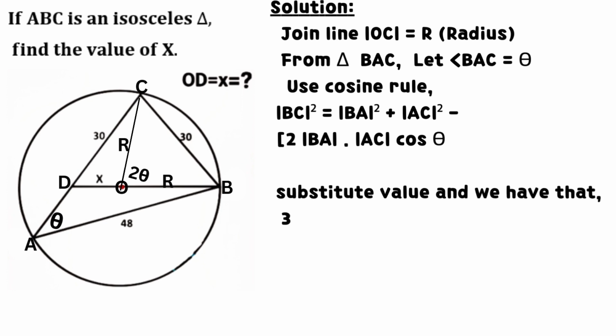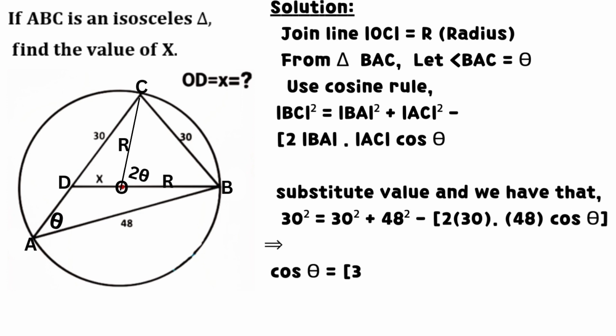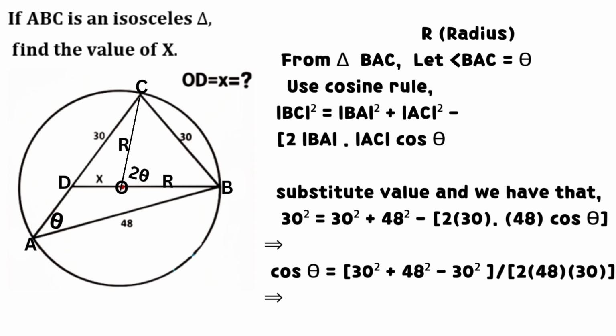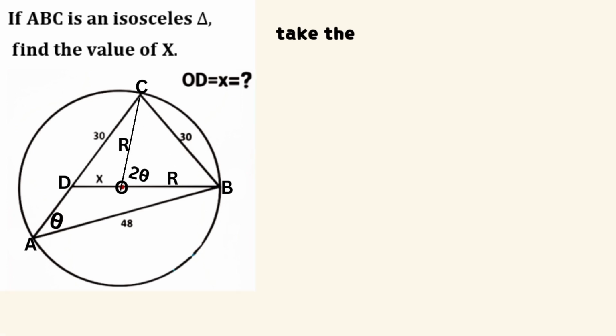Use cosine rule. The square of line BC equals the sum of the square of line BA and the square of line AC minus 2 times the product of line BA and line AC times cosine theta. Substitute values and we have that the square of 30 equals the sum of the square of 30 and the square of 48 minus 2 times the product of 30 and 48 times cosine theta. We have that cosine theta equals the value shown on the screen.